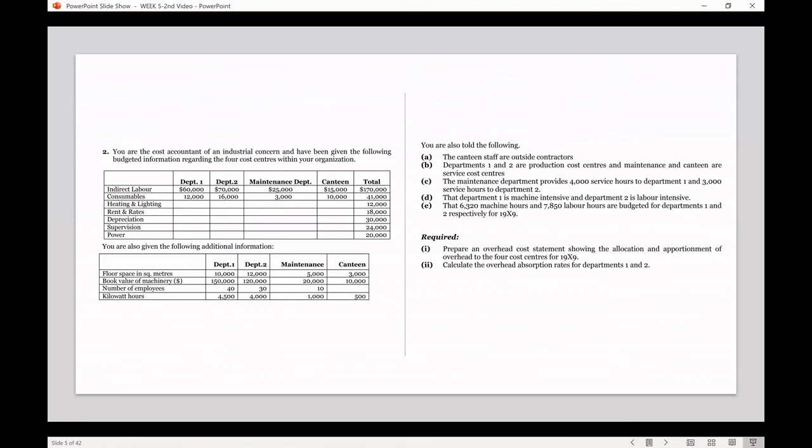So cost centers mean they accumulate costs. They're doing work that is going to be a cost for them. But production cost centers, their cost is based on producing something, right? So they're generating revenue because they're producing something to sell. Essentially, you could say these departments can pay for their costs. But you have maintenance and canteen that are service cost centers.